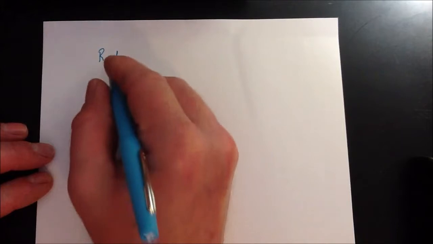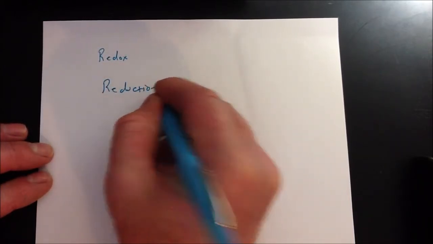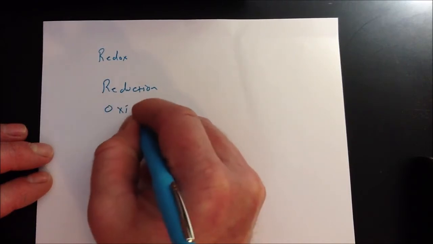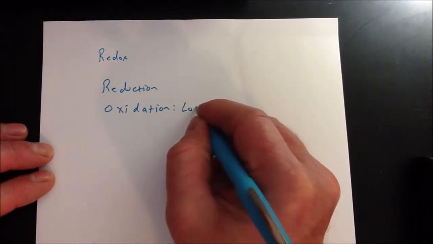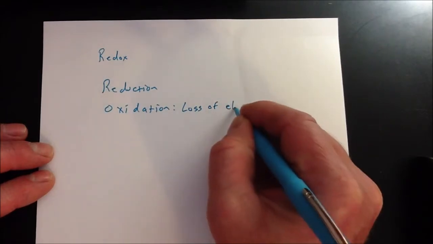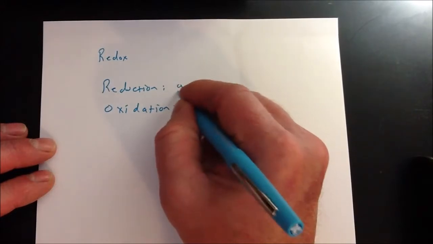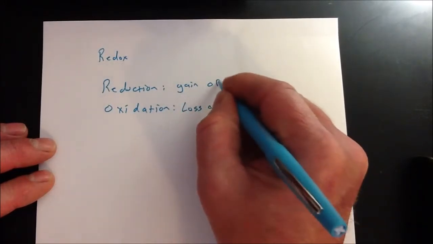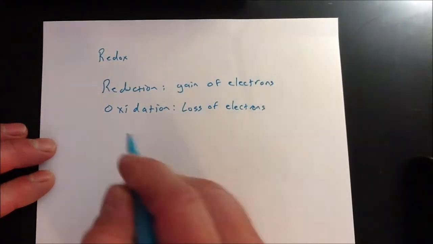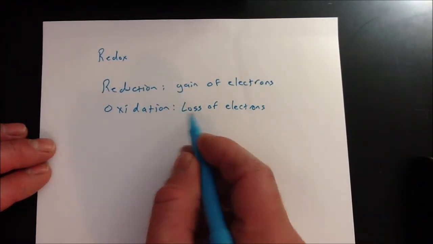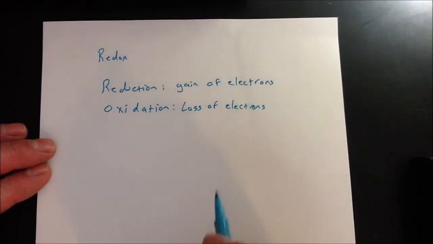Well, redox is actually an abbreviation for two words, and they are reduction and oxidation. And oxidation is defined as loss of electrons, and reduction is gain of electrons. And one way to remember those definitions is by OIL RIG. Oxidation is loss of electrons. Reduction is gain of electrons.